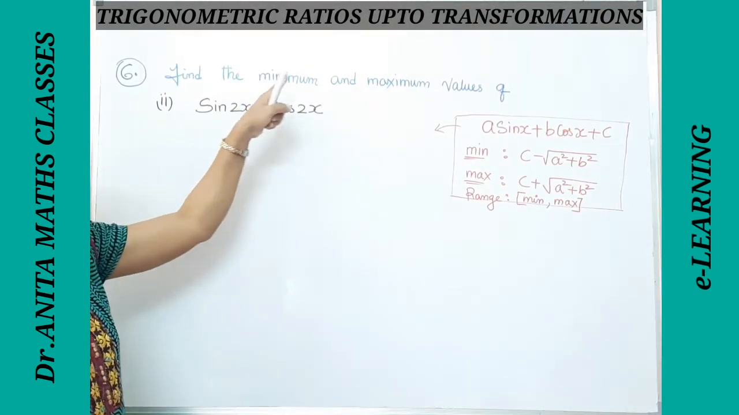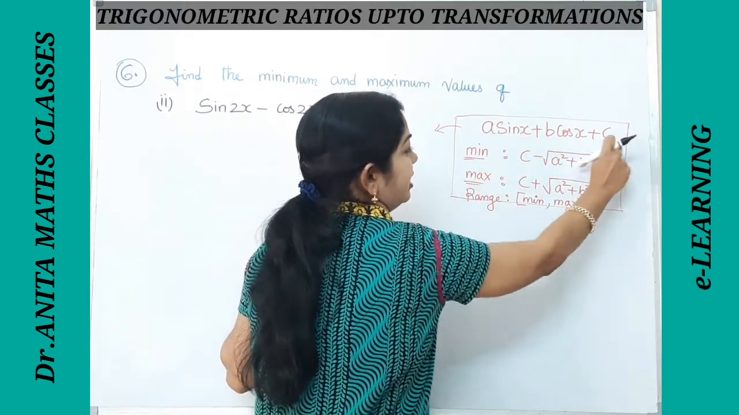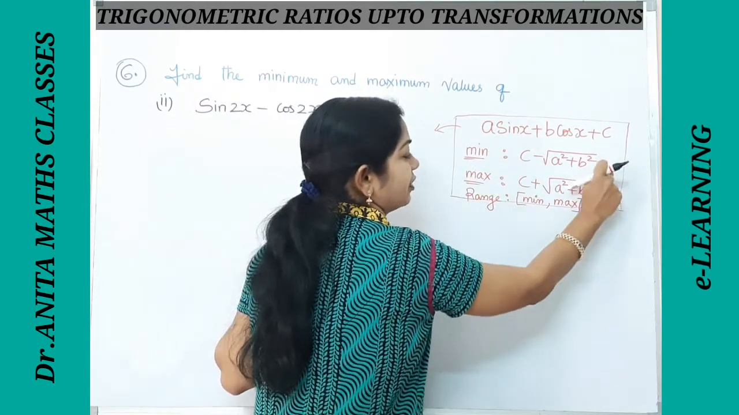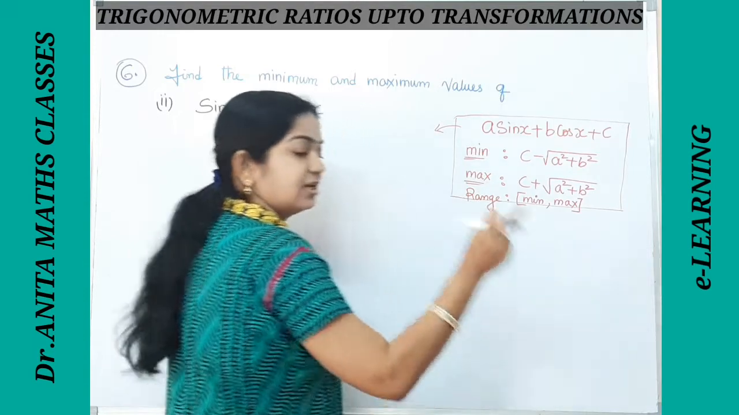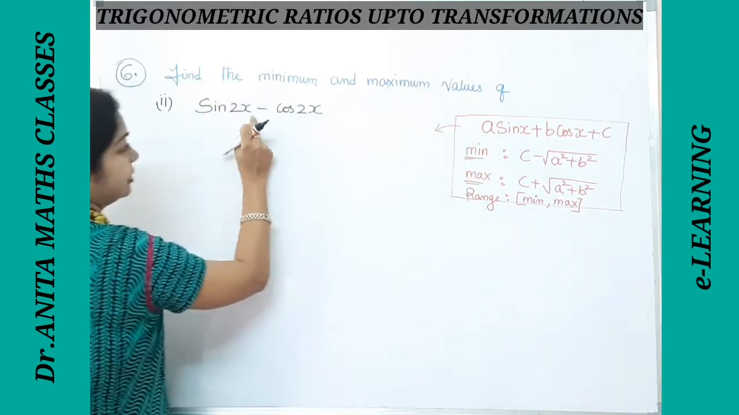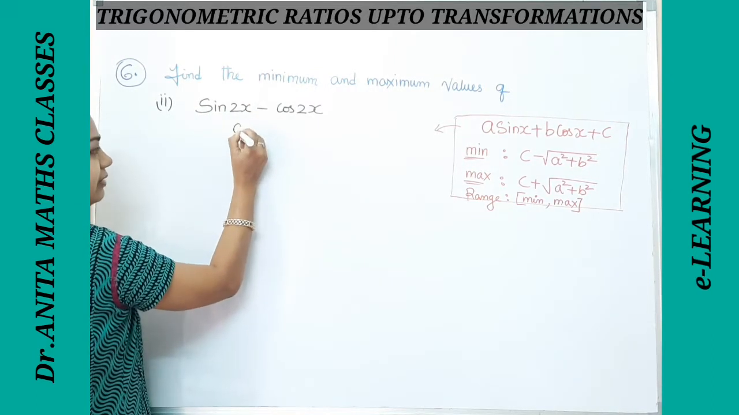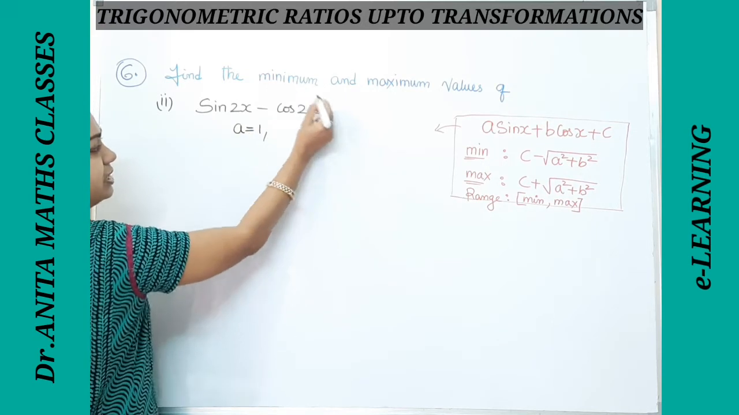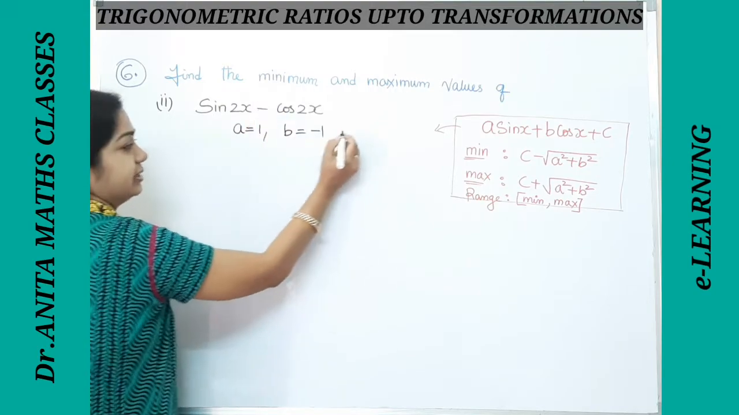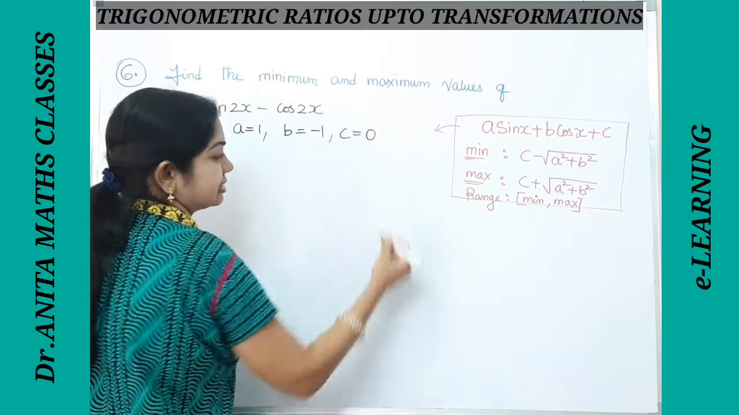Second one, sin 2x minus cos 2x. We have to find the minimum and the maximum. The same way, when the trigonometric equation is like a sin x plus b cos x plus c, then the minimum value is this formula and the maximum is this, whereas the range is minimum to maximum. Here we will write down: a value is the coefficient of the sine function, so a value is 1, whereas b value is minus 1. The minus is there because in the formula we have only plus, and c we don't have, so we have to take it as 0.